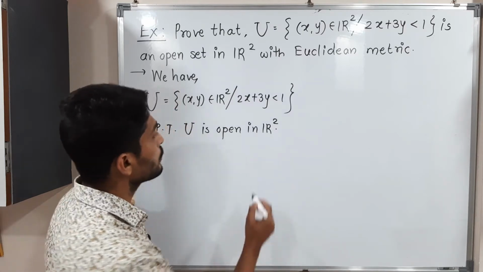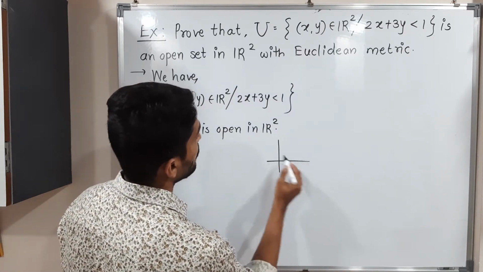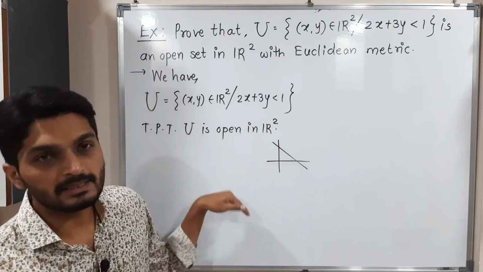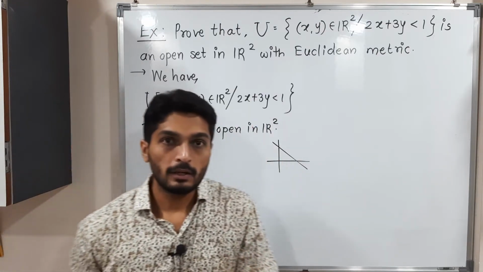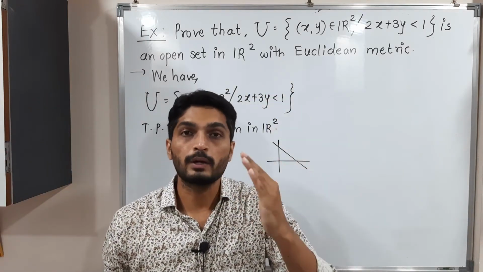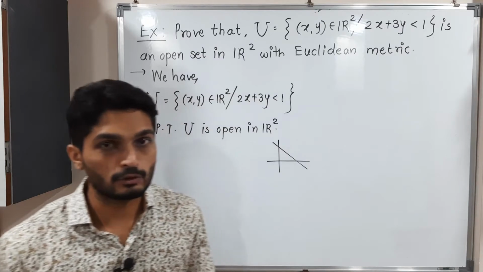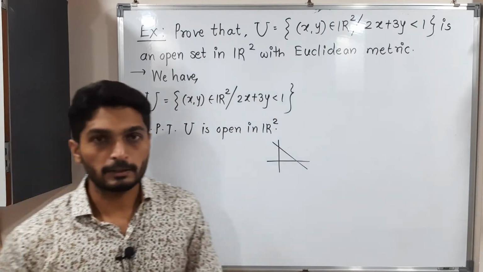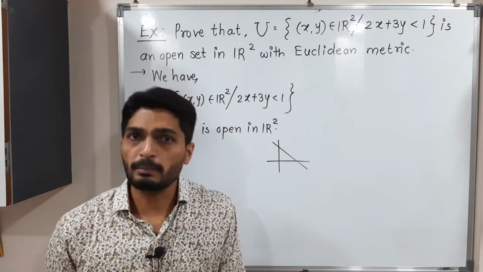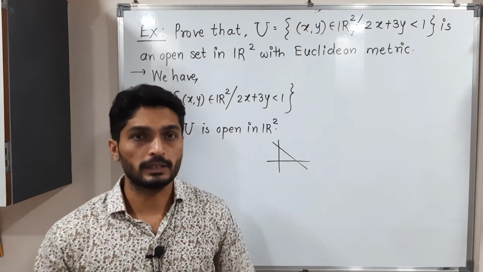Okay. So, 2x plus 3y is equal to 1. It's a line actually. And less than 1 means some part, that means this line divides the plane into two parts. So out of these two we have to consider one part. Okay, so this is the actual geometry behind it. But see, we know the method. Simply we will follow the method and we can easily prove it.